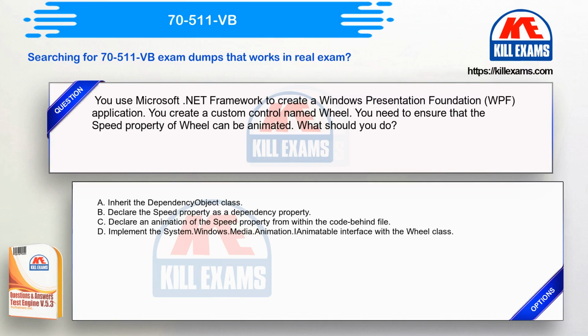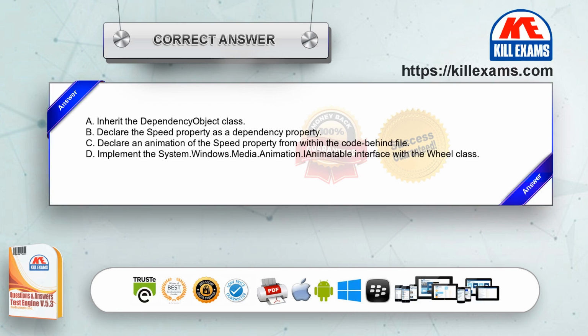Option C. Declare an animation of the speed property from within the code-behind file. Option D. Implement the System.Windows.Media.Animation.Animatable interface with the Wheel class. The correct answer is option B.